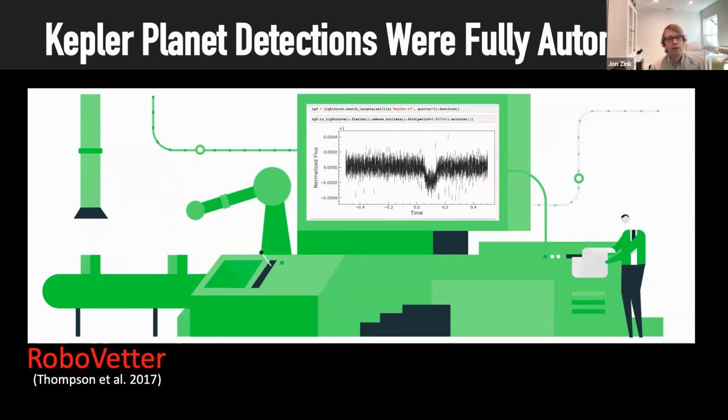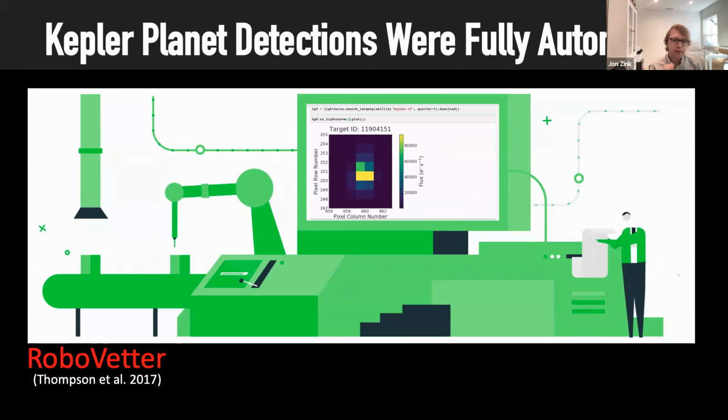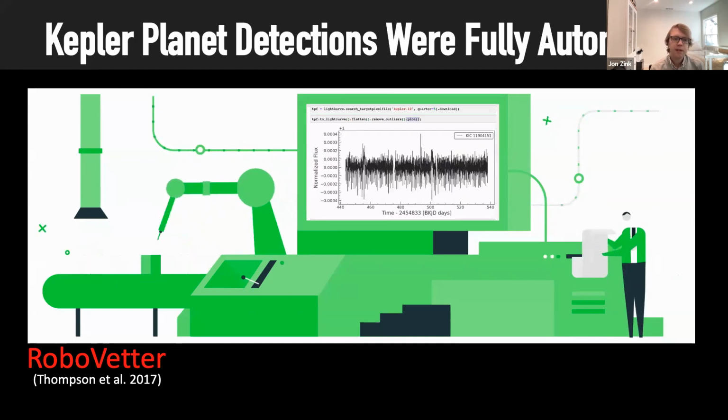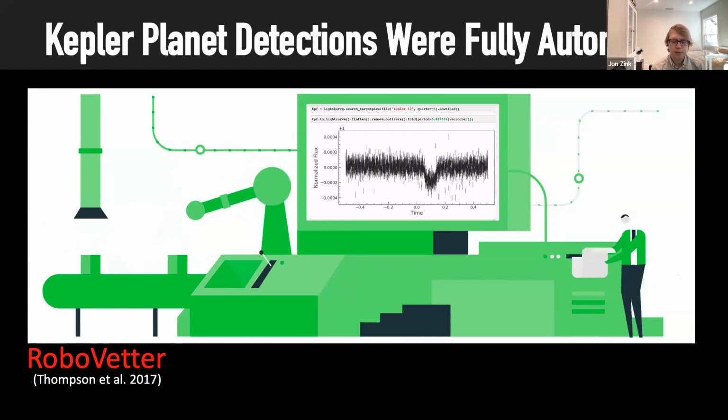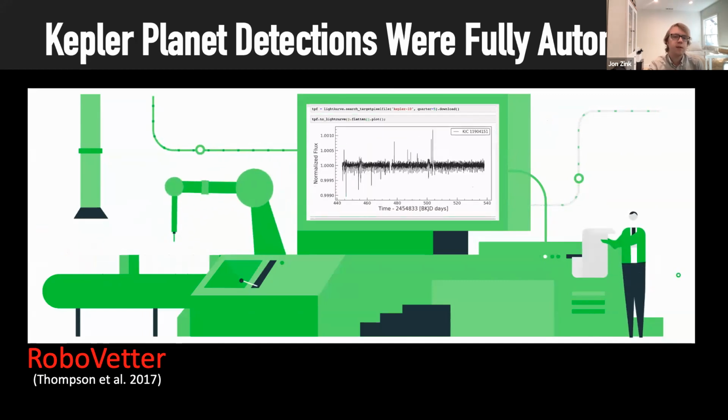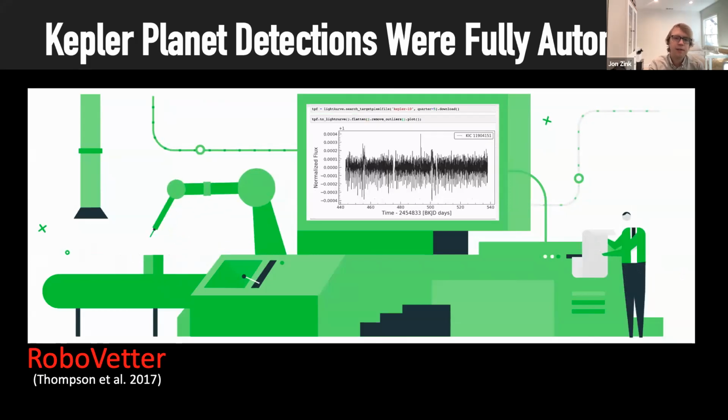And this took the last part where you find the dips, and then you have to determine if the dip is real or a false positive. And the RoboVetter used all this suite of metrics that kind of helped identify whether these dips were authentic or not.